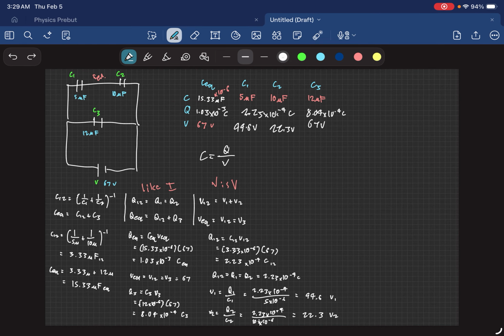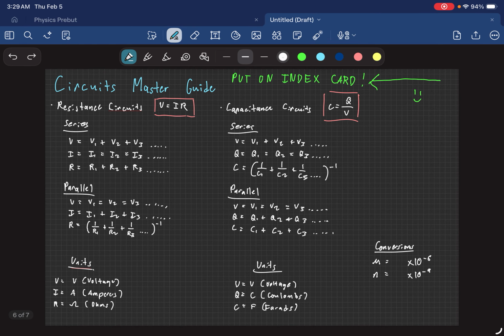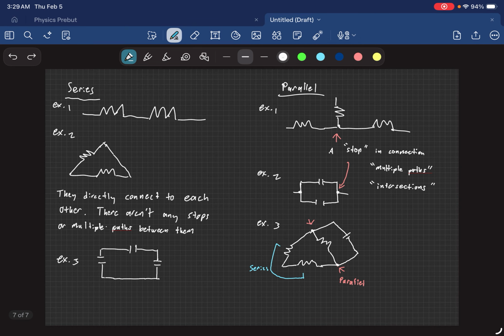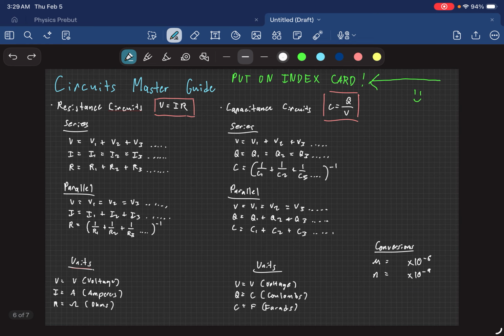Remember, this is the master guide. These are some examples I made on identifying series and parallel. Both important.